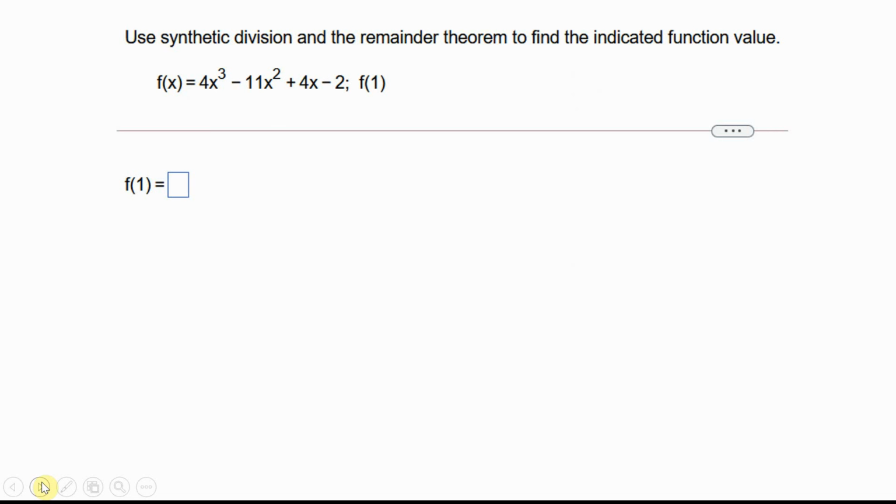All right, so the remainder theorem: use synthetic division and the remainder theorem to find the indicated function value. Here's the cool thing about this remainder theorem. What it's saying is that if you ever want to find the result of a function value, like if you have x equal to something and you want to plug that x value into the function, you can do that by just using synthetic division. I thought that's pretty cool. So basically, in a nutshell, that's what they're saying.